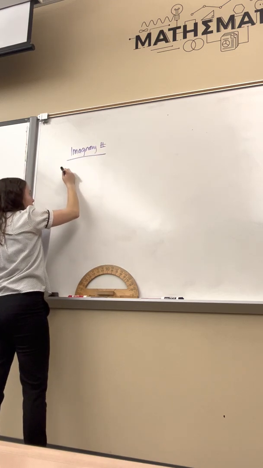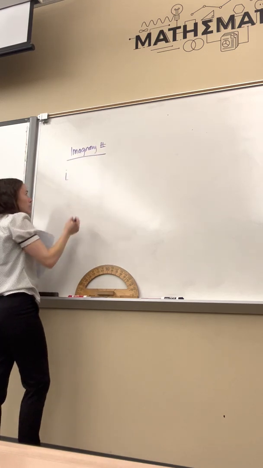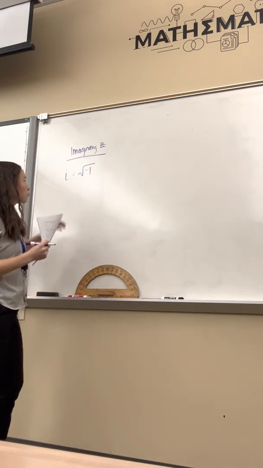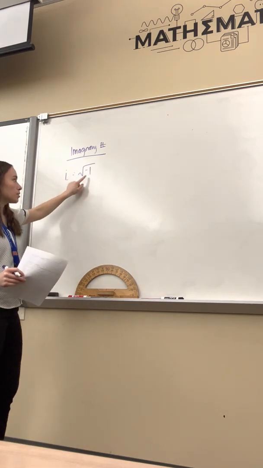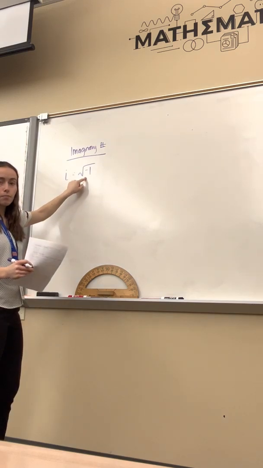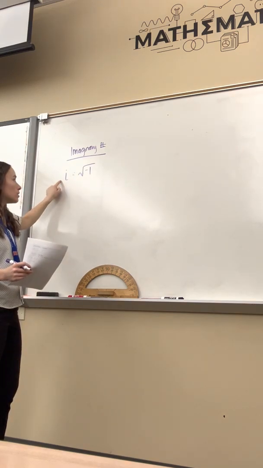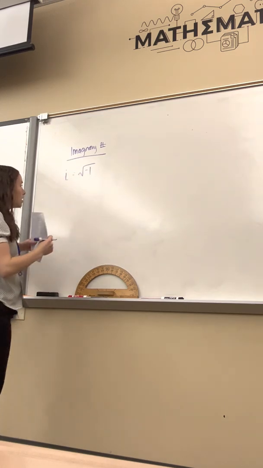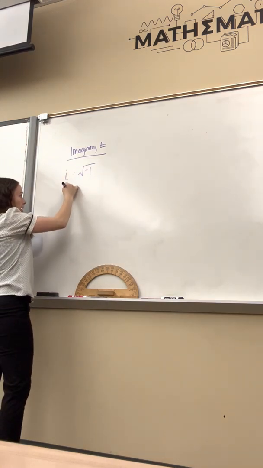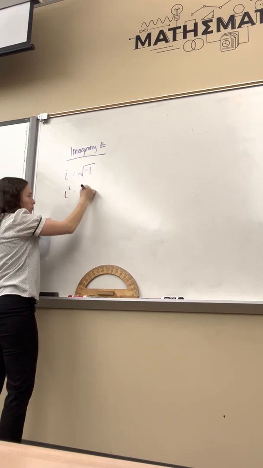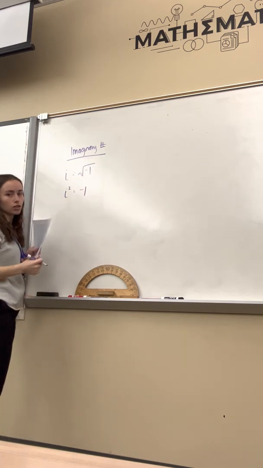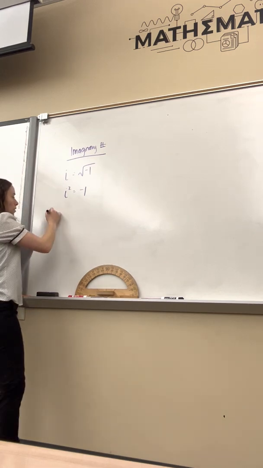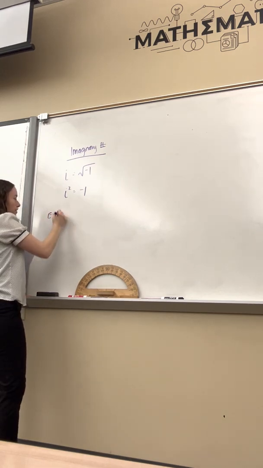Okay, so if you see an i, that is the square root of negative 1. The reason we get imaginary numbers is because we can't take the square root of a negative number. So we use i to replace that, so we don't ever have to include that in our answer. But what this means is that i squared is negative 1, because if we square that, it cancels our radical symbol.